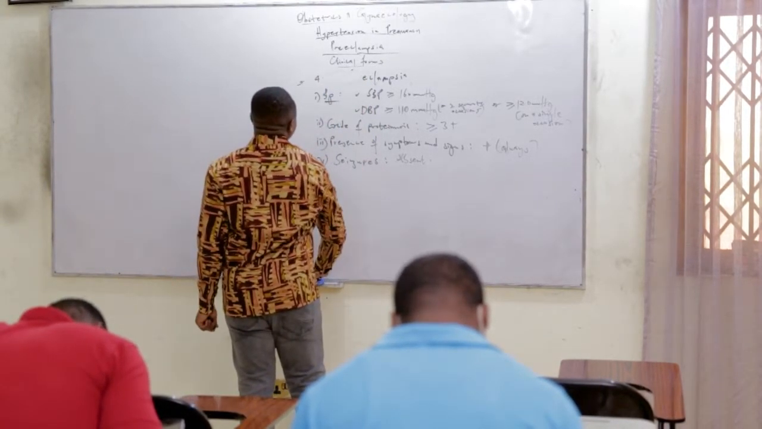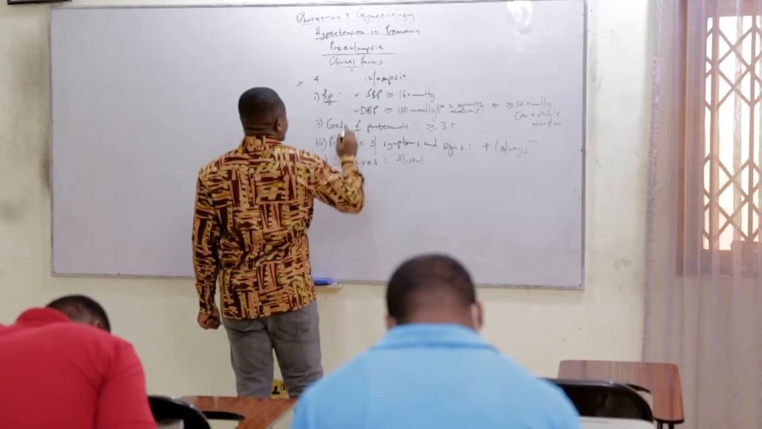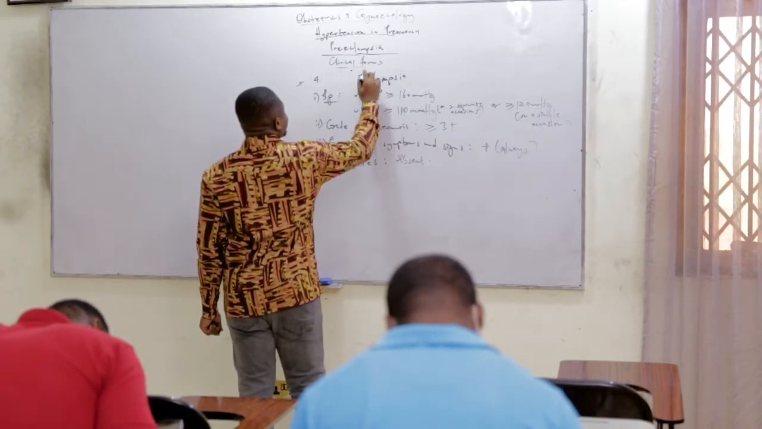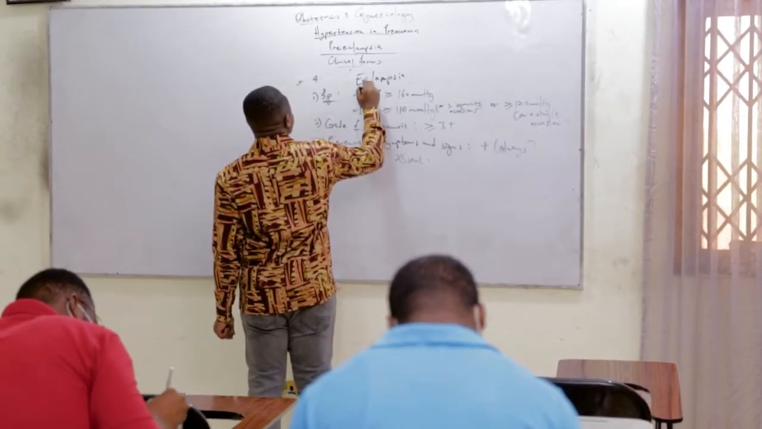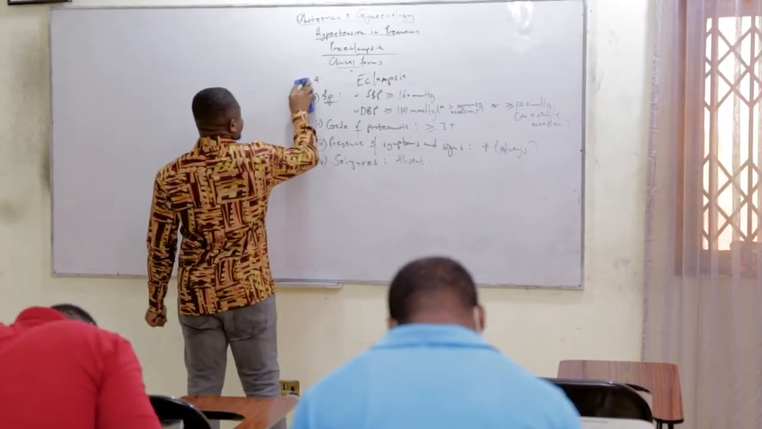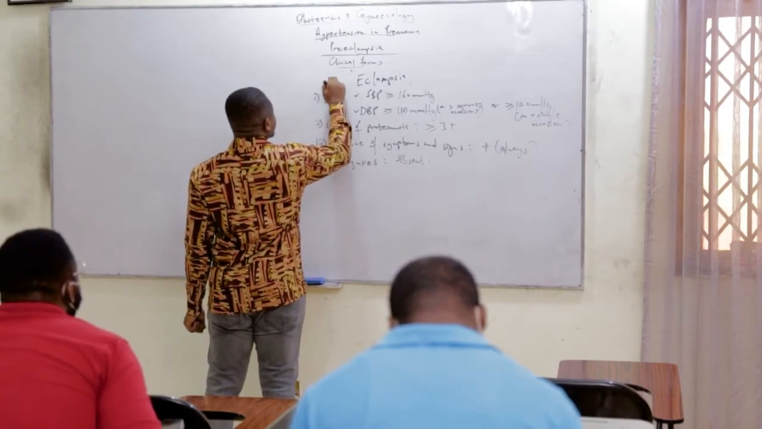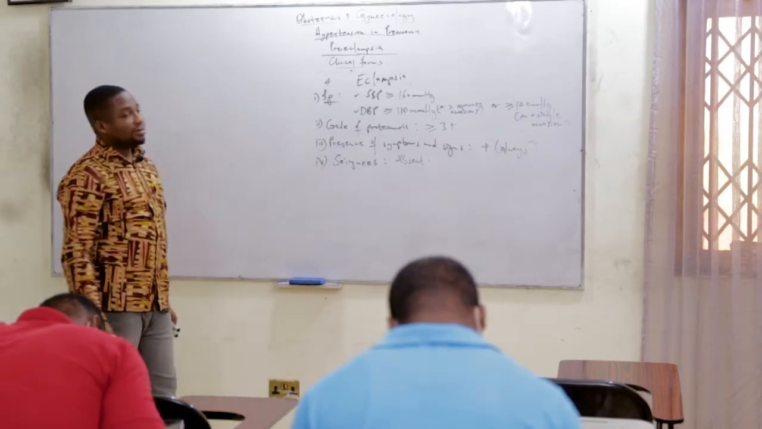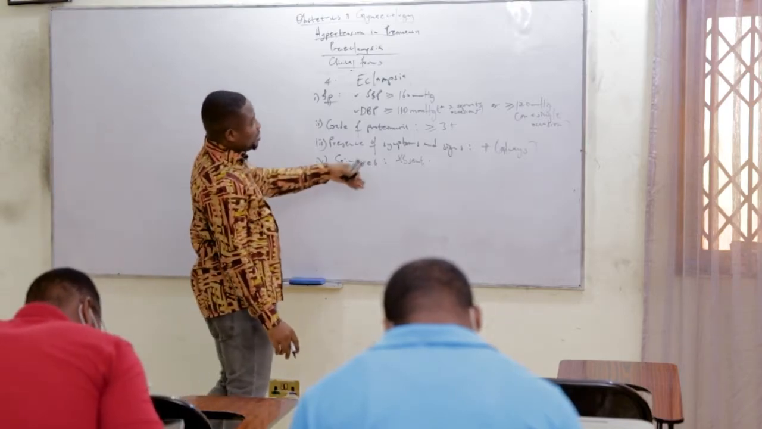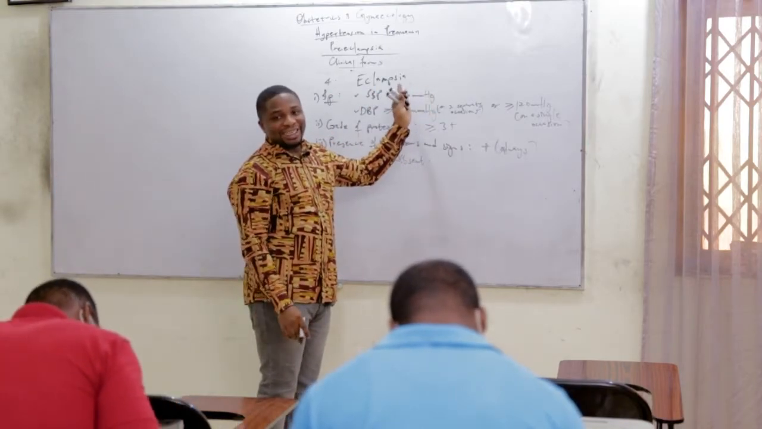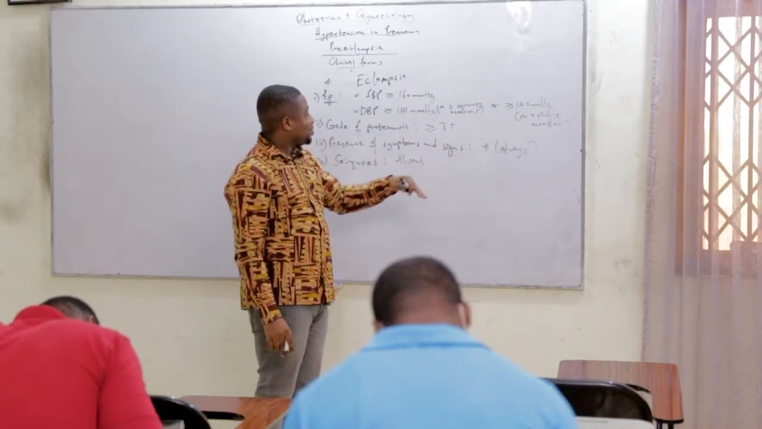So the next one, which is the last, is what? Eclampsia. So for the eclampsia, yes, we'll still keep the BPs like this, or they may be variable. It's either like this or variable, okay?